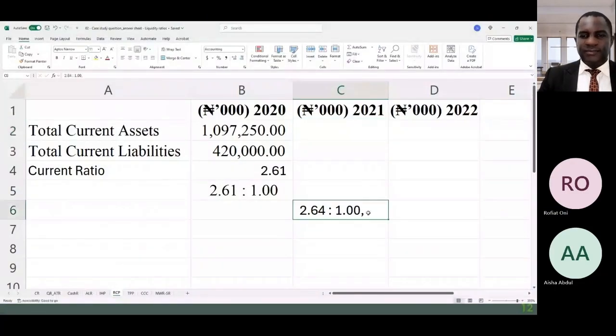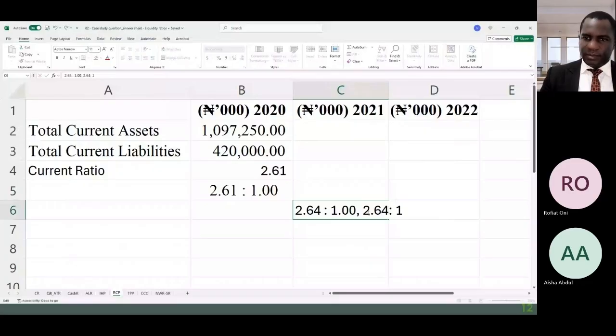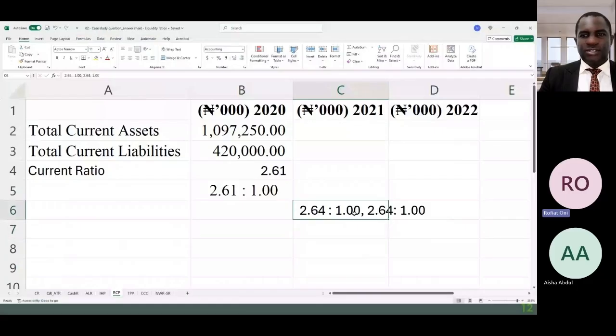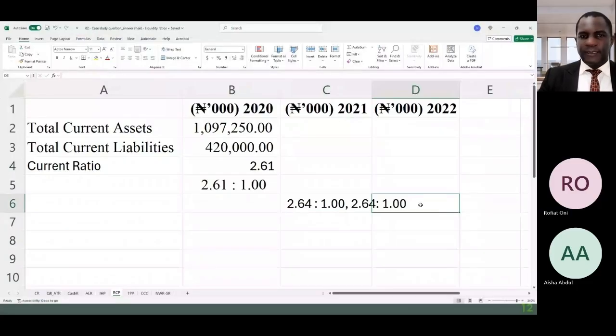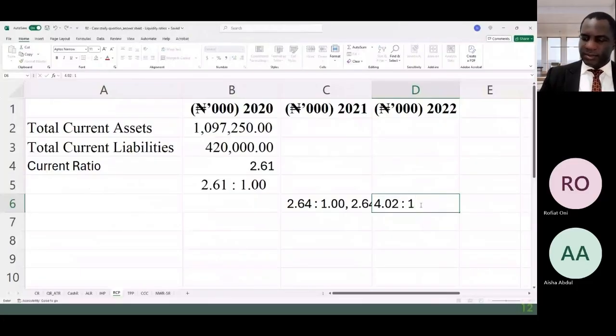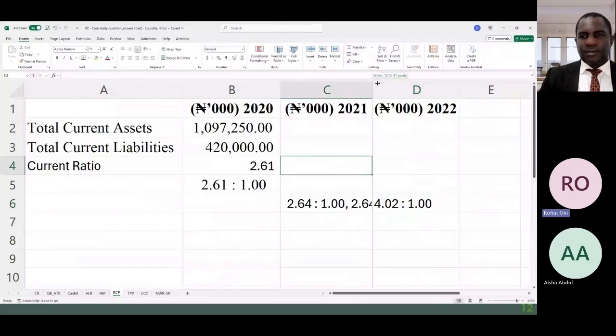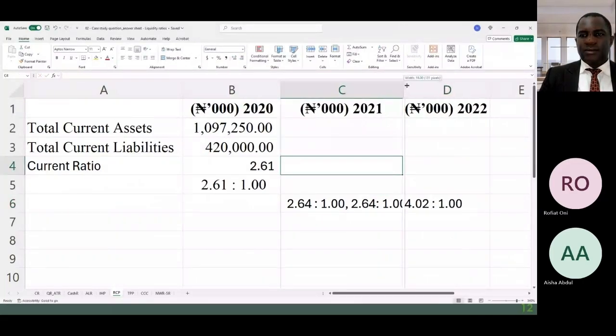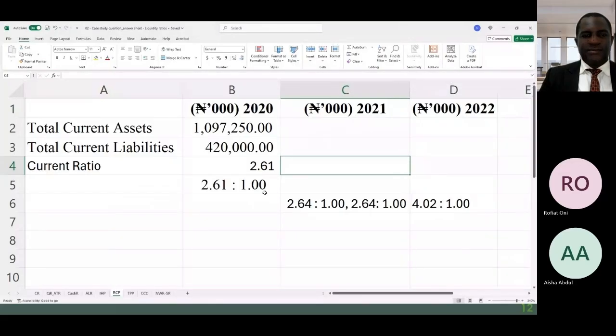I have the figure now. Okay, what do you have? For 2021, 2.64. Okay, 2.64 to 1. Very good. So what do you have for 2022? 4.02. Okay, so that's 4.02 to 1, right? Yes. Fantastic. All right, can we have Aisha now, or should we let you settle down for now? I'll just pass, please.